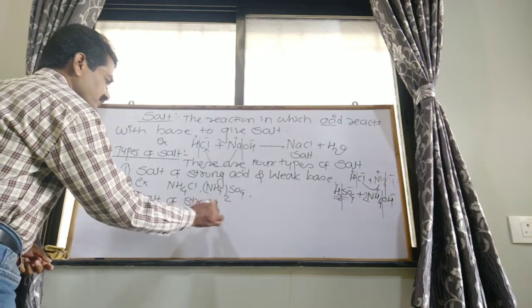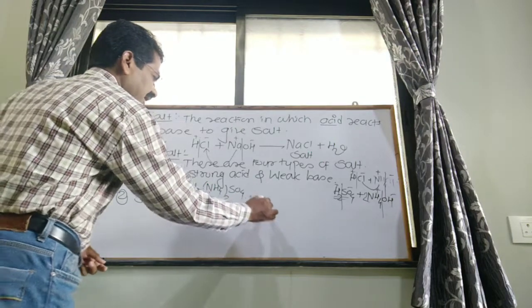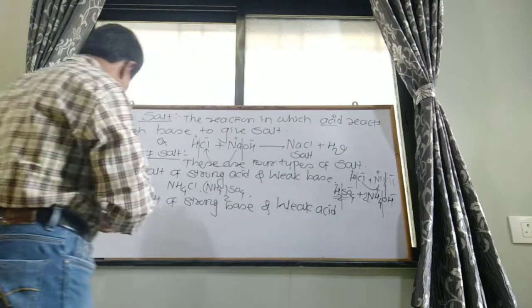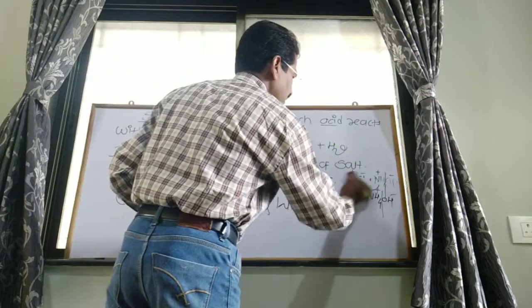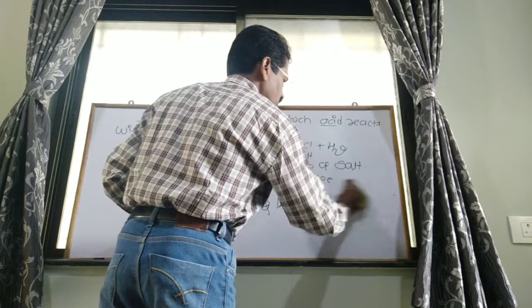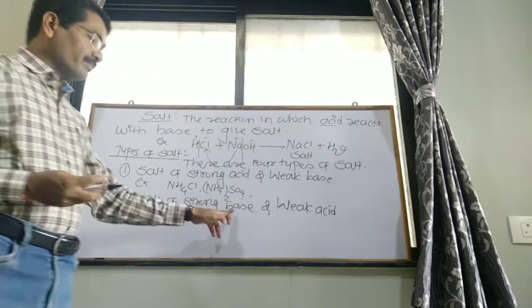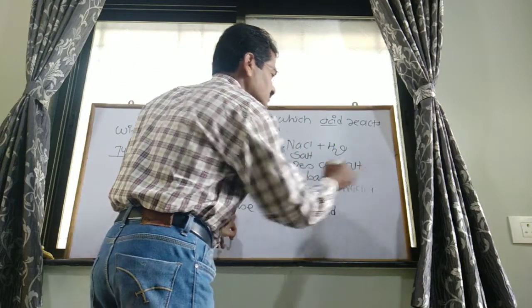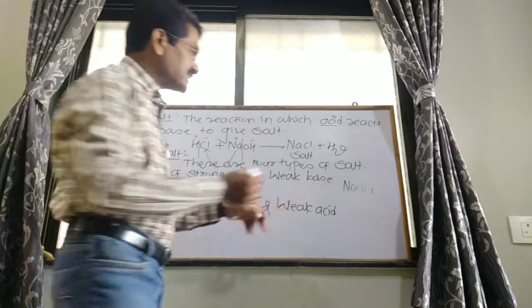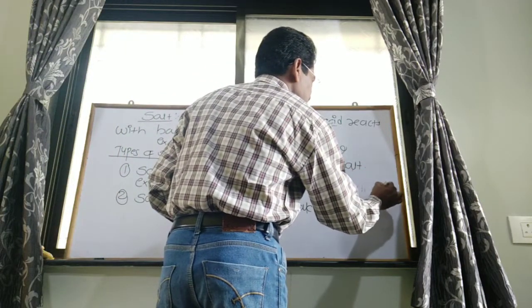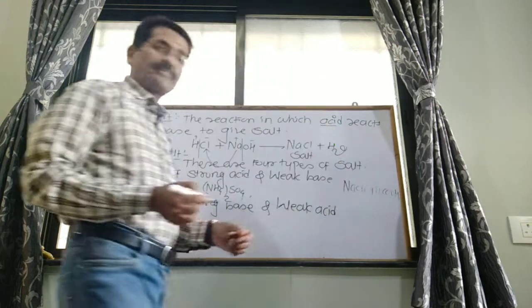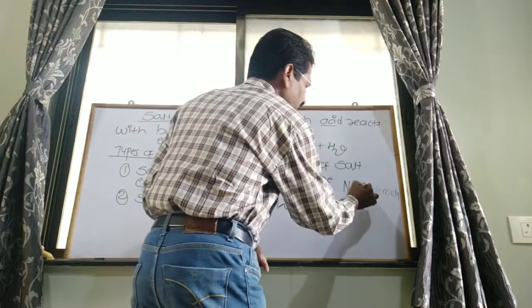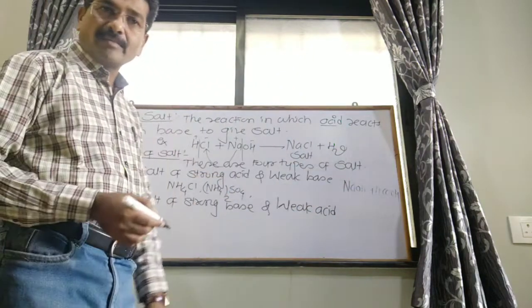strong base and weak acid. Salt of strong base and weak acid. How to prepare that? For that purpose, take the strong base NaOH plus weak acid formic acid HCOOH. Strong base NaOH and weak acid formic acid.